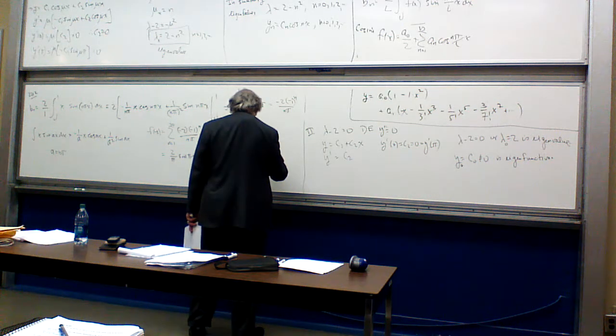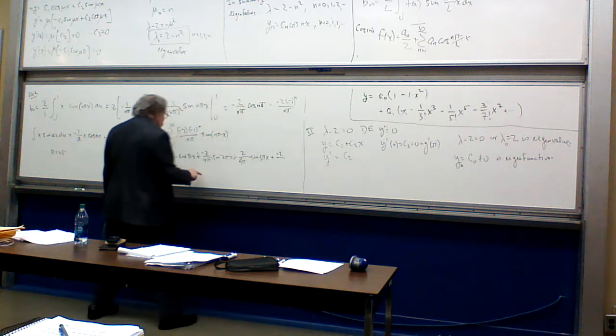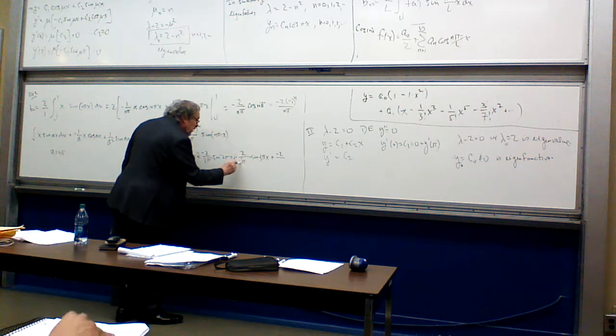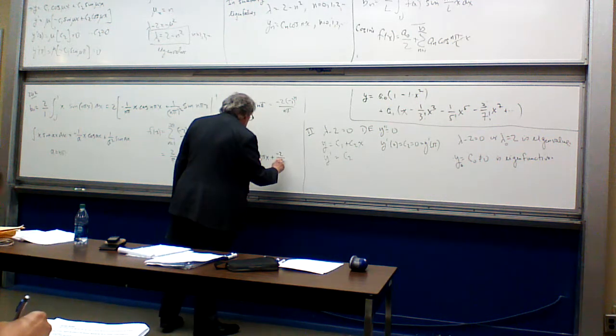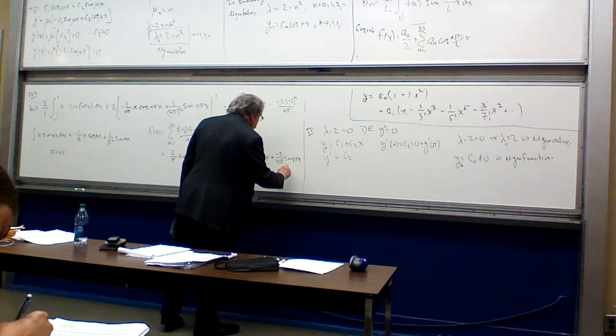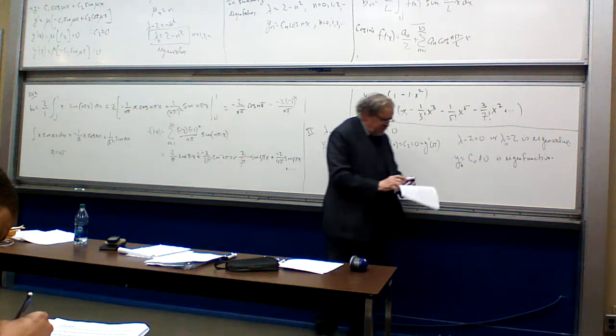And the last one has negative 2 over, what am I doing here? I'm squaring things when I'm not supposed to. 2, 3, 4 pi sine 4 pi x, and so on.